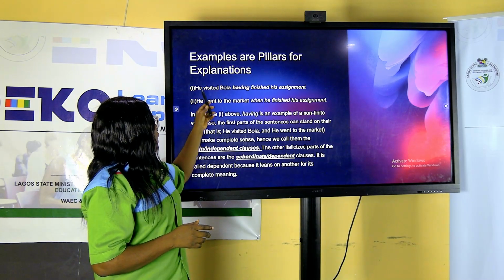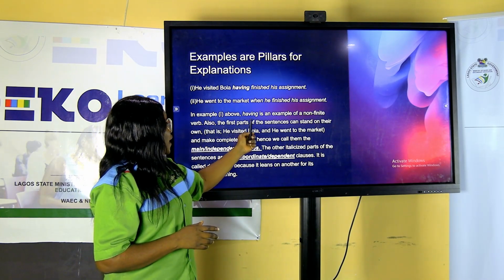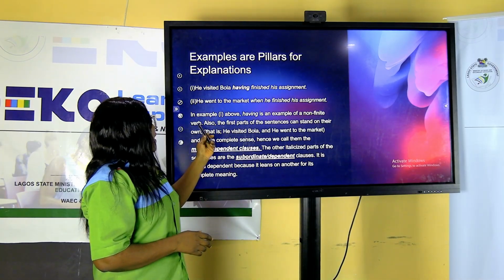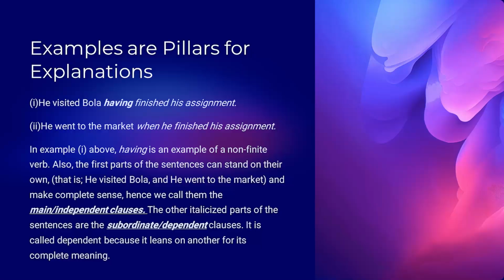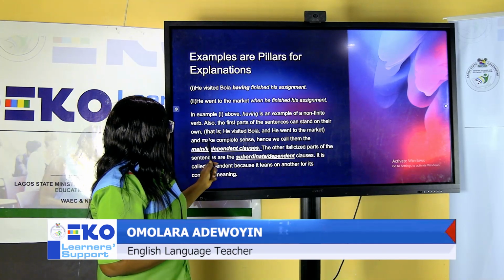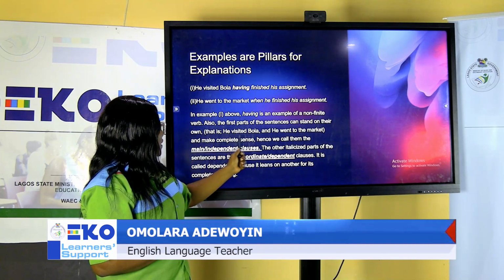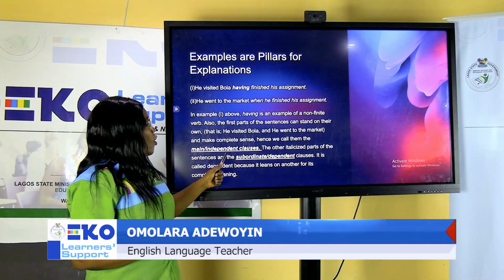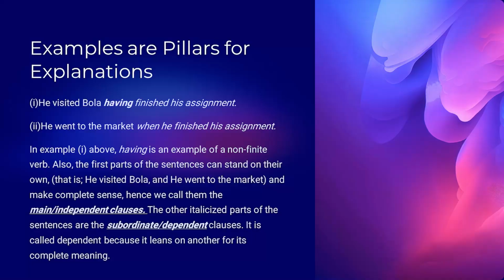In example 1, having, which we have here, is an example of a non-finite verb. Also, the first part of the sentences can stand on their own. I can just say he visited Bola and say he went to the market. We can see them here. So we call them what? Main or independent clauses.